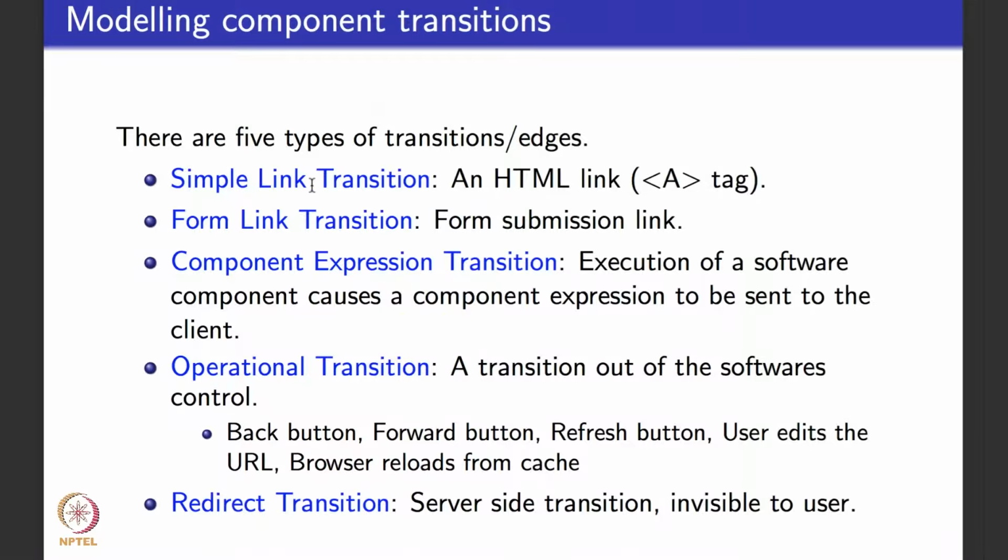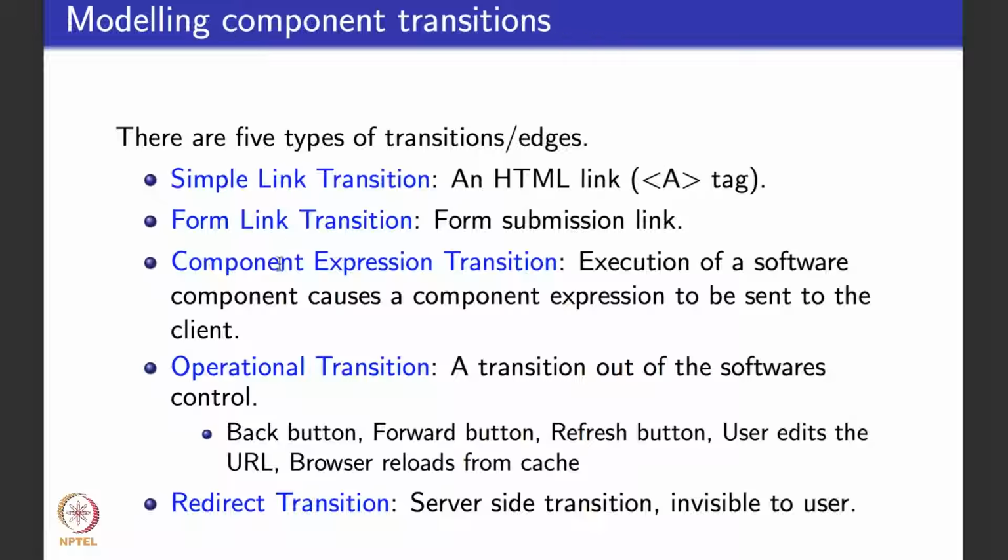A transition could be the result of a simple HTML link. The anchor tag, which many of you might know, is one such example. In a part of an HTML text, I just use the anchor tag and hyperlink to another page. So this is an example of a static link or a simple link. The next example of a transition could be a form link transition, which is basically you type in some data like your user ID and password, and you are exposed to a form from which you type in this data and you submit. When you submit, you create what is called a form link.